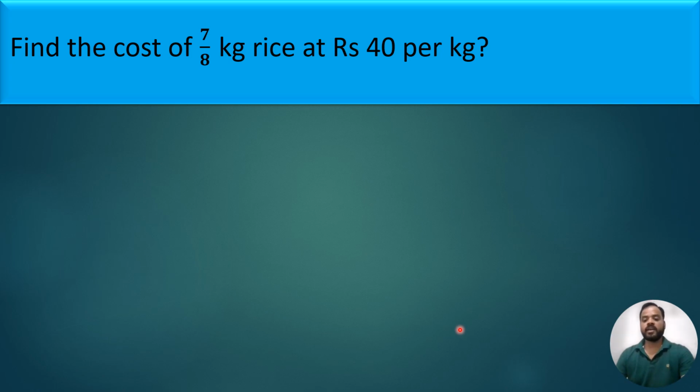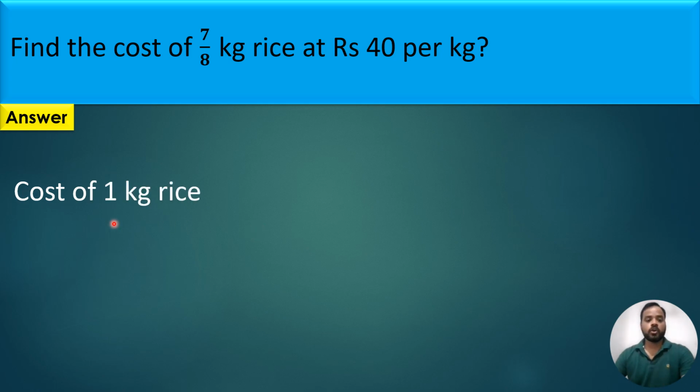Here one question was left. The question is, find the cost of 7 by 8 kg rice at rupees 40 per kg. Okay. So we will go through the answer. The cost of 1 kg of rice is given as how much? Rupees 40 per kg. Find the cost of 7 by 8 kg of rice at rupees 40 per kg.